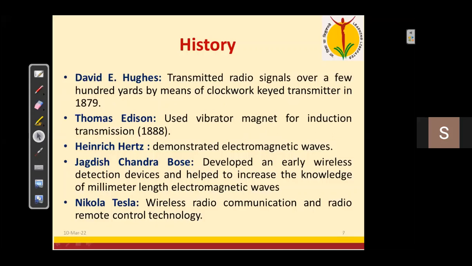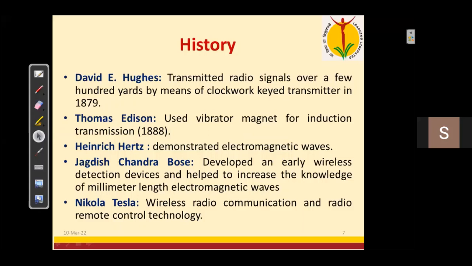If you see, in 1879 David Hughes first transmitted electromagnetic waves from a transmitter in the form of a clockwork key. That is nothing but key technology. In analog communication you are going to learn about certain shift keying techniques: amplitude shift keying, frequency shift keying, and phase shift keying. Whenever the key is pressed, at that time the carrier wave is transmitted. This is called the key technique.